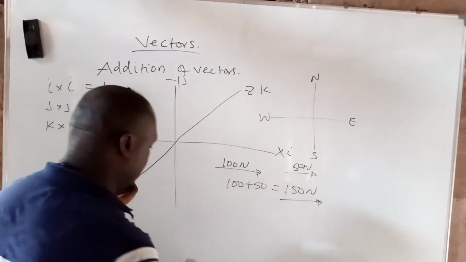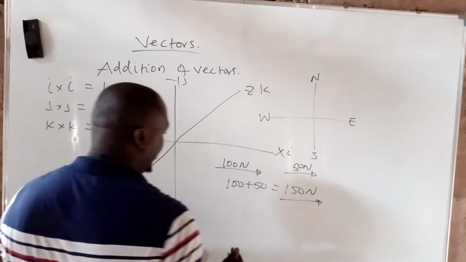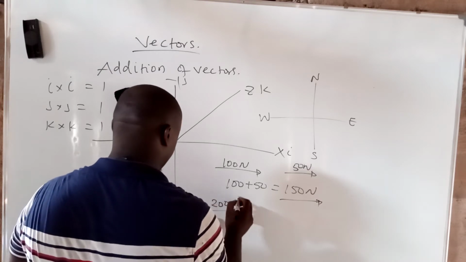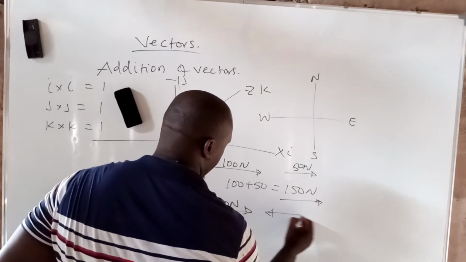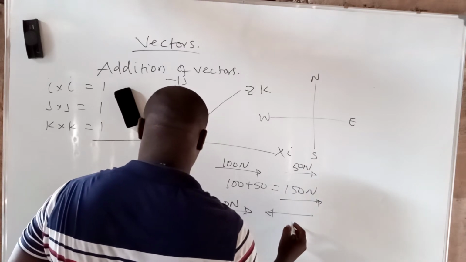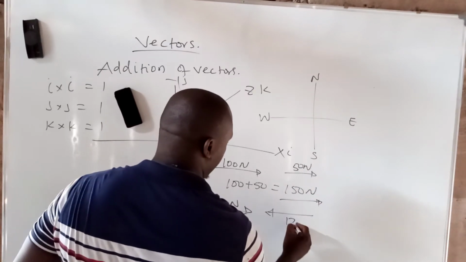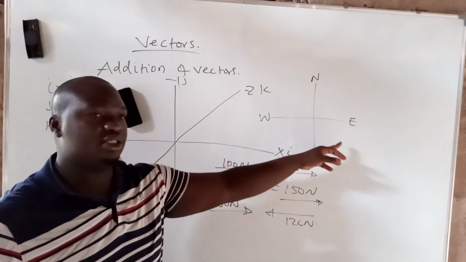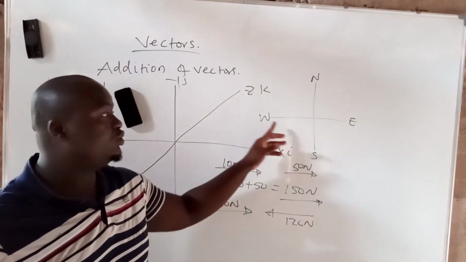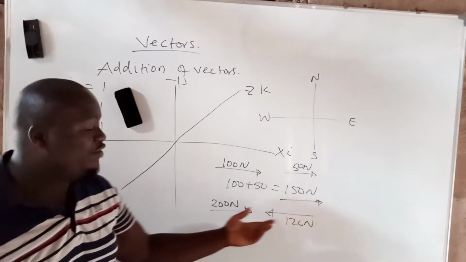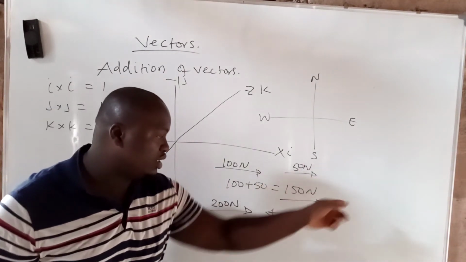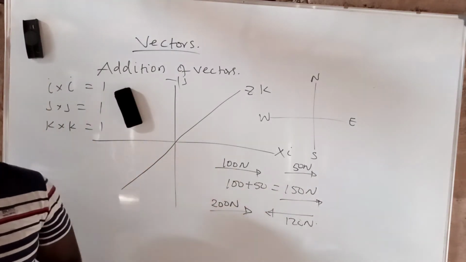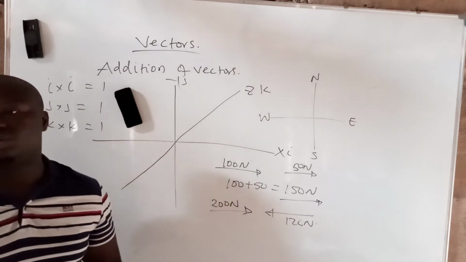Another example of this is, what if you have a vector like this? This is 200 Newton. You have another one here, and this should give you 120 Newton. Now, one is moving towards the east. The second one is moving towards the west. But you can see they are moving in opposite directions. This one is going this way, and this one is going this way. So you have to subtract one from the other.